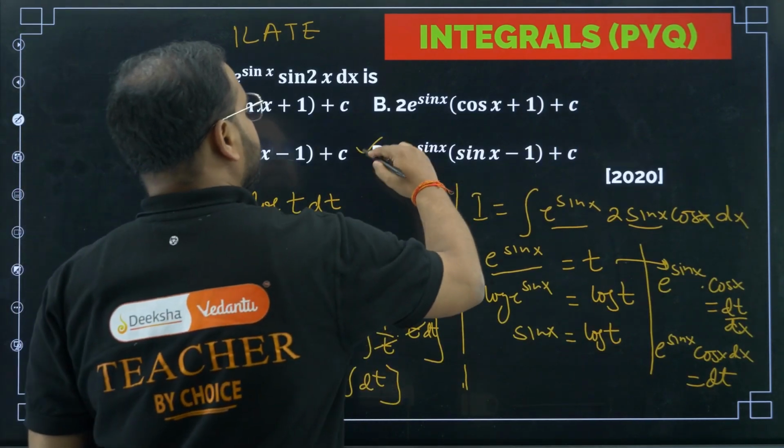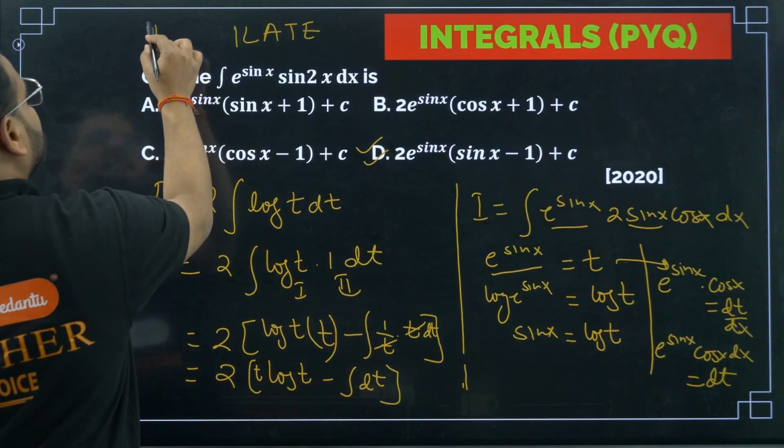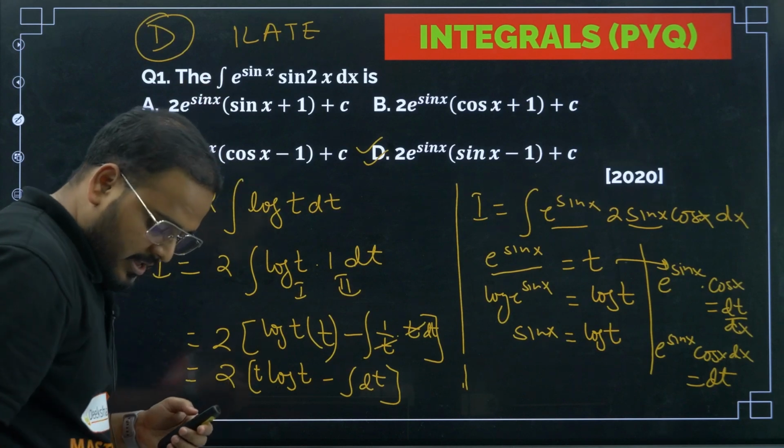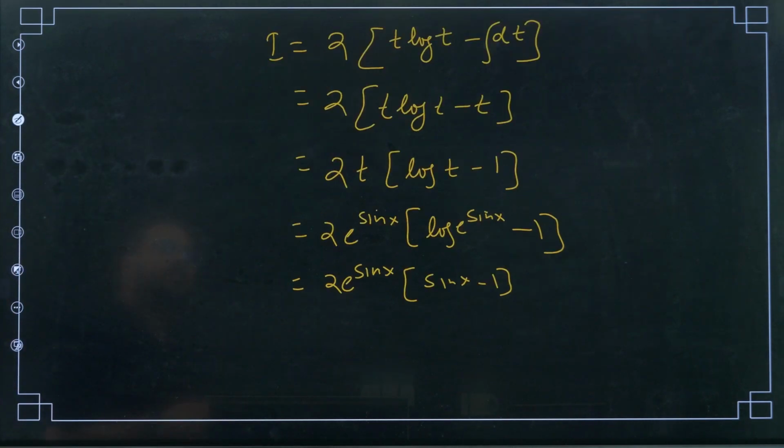So option number D. Please have a look. 2 e power sin x minus 1. So option number D is the correct answer. If this is not visible, I'll just let you see. Please have a look. Okay, here.